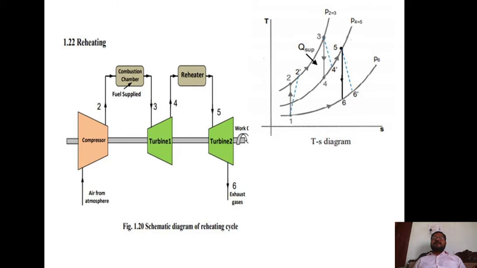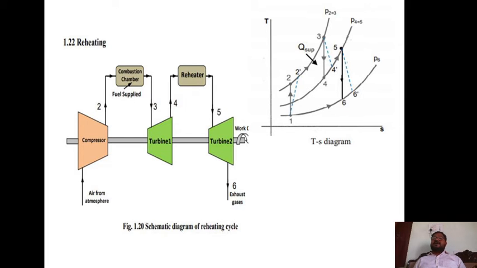3 to 4 is the ideal work done by the first stage of the turbine. The actual one is 3 to 4 dash. 5 to 6 and 5 to 6 dash is again the second stage of turbine work done. Then 6 to 1 and 4 to 5.